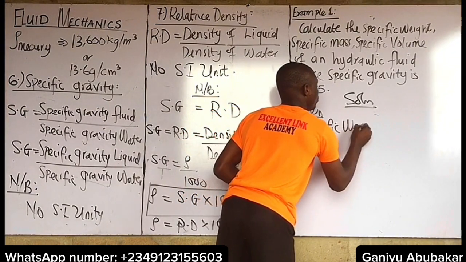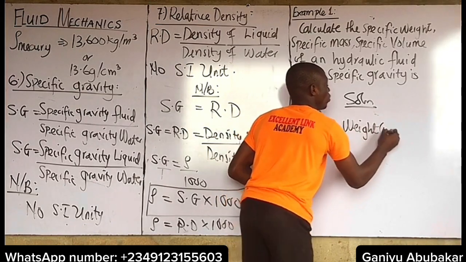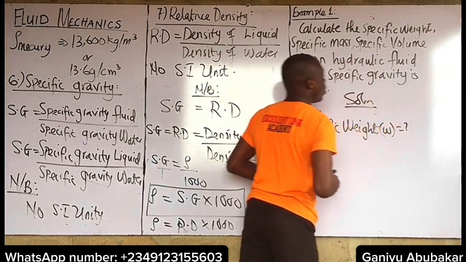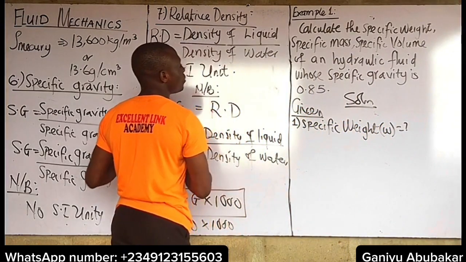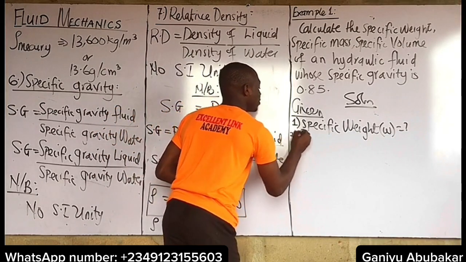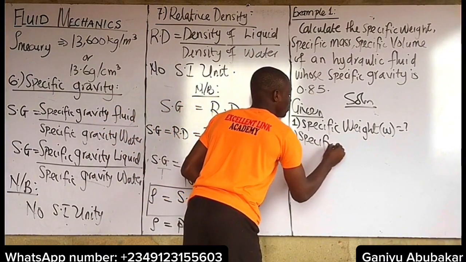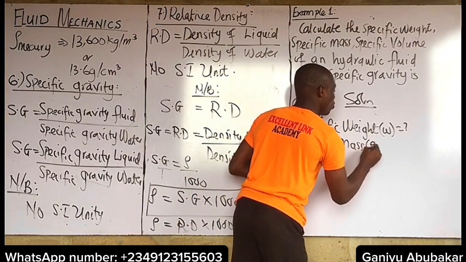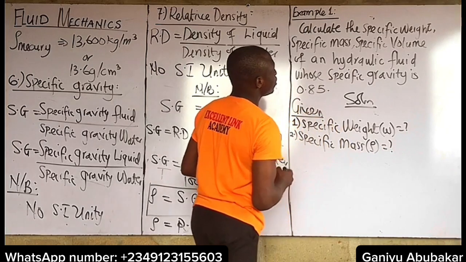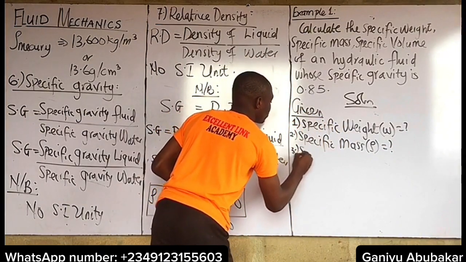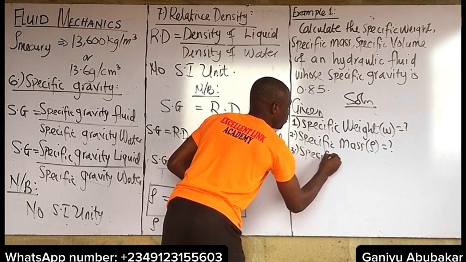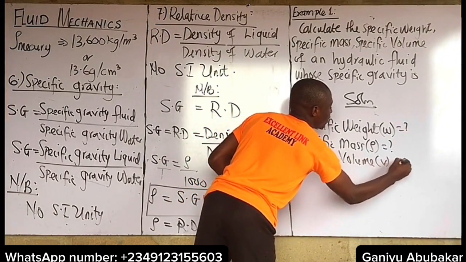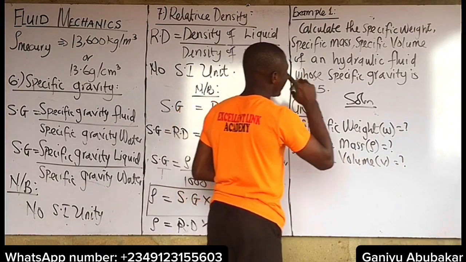Specific weight, that's small w. Unknown. Second question says specific mass. So number 2 there. Mass, that's rho. Alright, specific volume, number 3. Volume, that's small v.